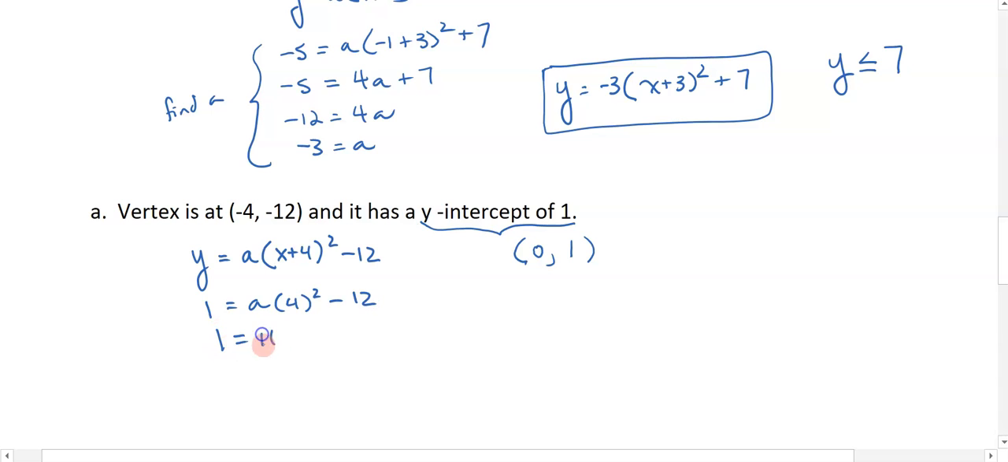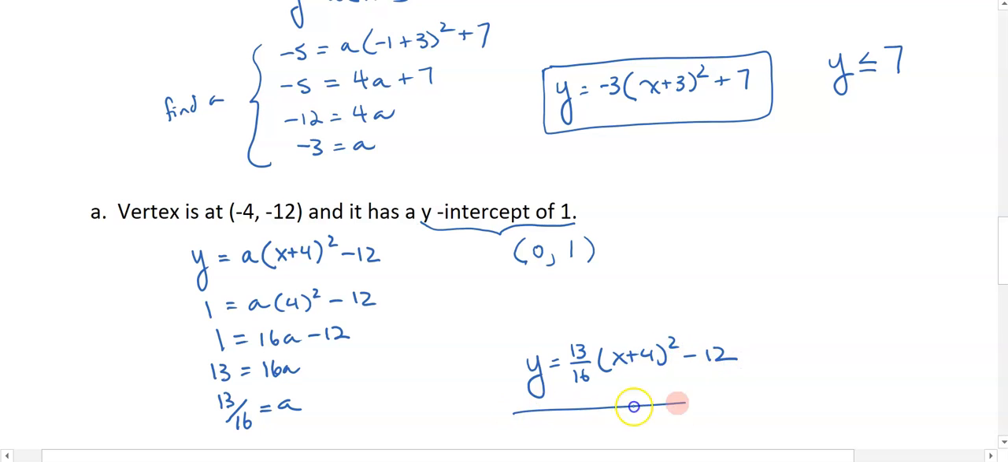I would get 1 equals 16a minus 12. Add 12 to both sides. Divide both sides by 16. And this is the value of a. I could leave it as a fraction in lowest terms, or I could change it to a decimal. It doesn't matter. I'm just going to leave it as a fraction, as 13 over 16. y equals 13/16 times x plus 4 squared minus 12. There's your quadratic function given these properties.